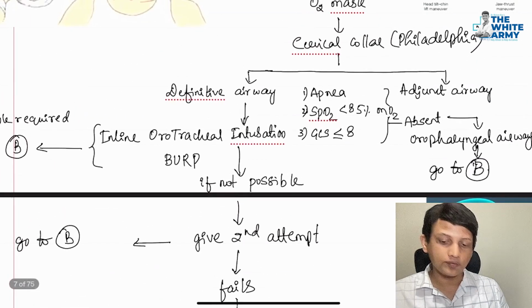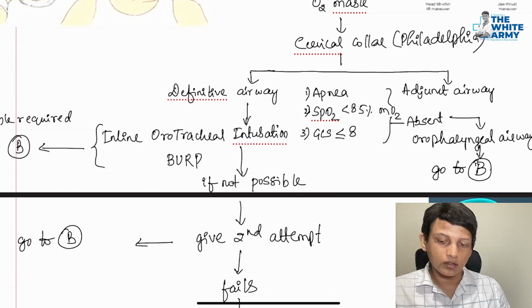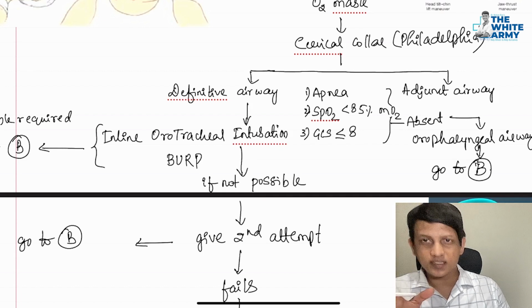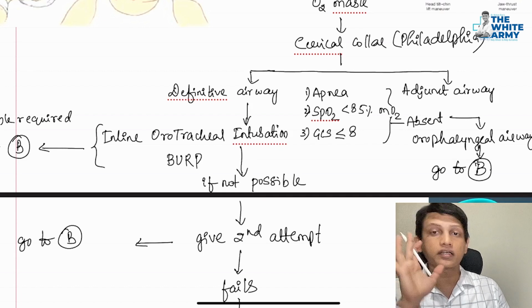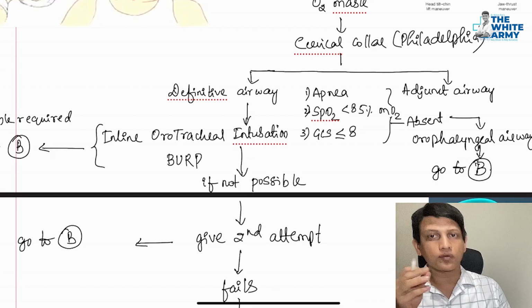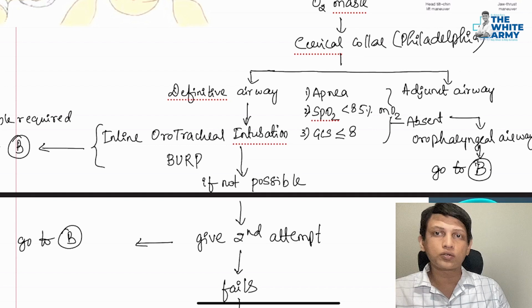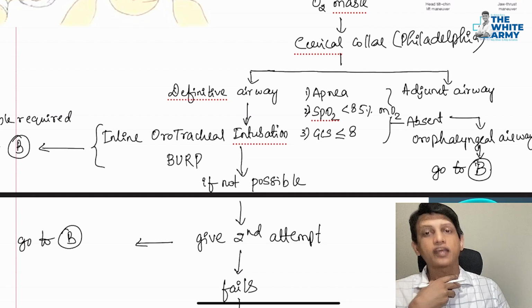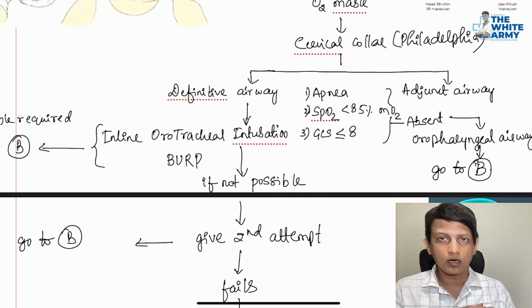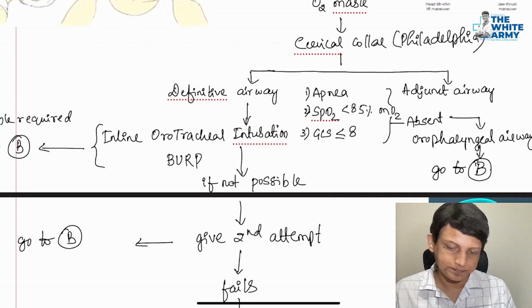If a definitive airway is not available, then you can use some adjunct airways. The indications for an airway are if the patient has apnea, or saturation is less than 85% on O2, or GCS is less than or equal to 8. For definitive, if available, go for definitive, or else you can do adjunct with the oropharyngeal airway. Then you can go for breathing.